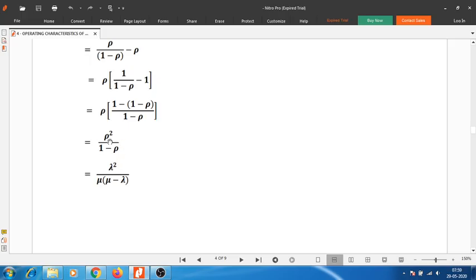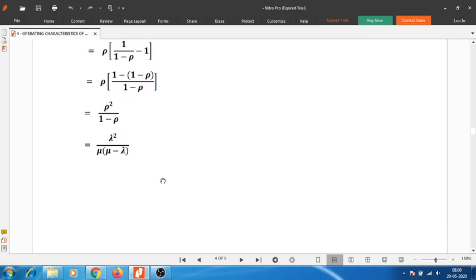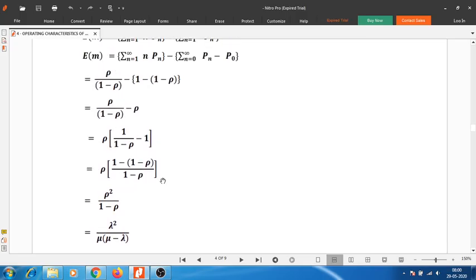Okay, now substituting rho value as lambda by mu, what do we get here? Lambda square by mu into mu minus lambda. So what is mu into mu minus lambda representing? That is equal to LQ. LQ is nothing but the expected number of customers in the queue. The previous one, LS, represents the expected number of customers in the system.